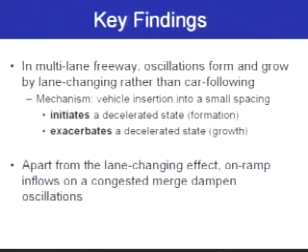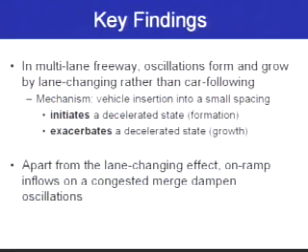So one of the key findings from this study is that in multi-lane freeway, oscillations form and grow by lane changing rather than car following. And car following did play a role, but it was secondary to lane changing effect. And the mechanism was such that vehicle insertion into a relatively small spacing initiates or exacerbates a decelerated state. And once a decelerated state was initiated or exacerbated, it sometimes became amplified because of car following effect. But the car following effect occurred on the heels of lane changing maneuvers, and that's why I say that car following played a secondary role.